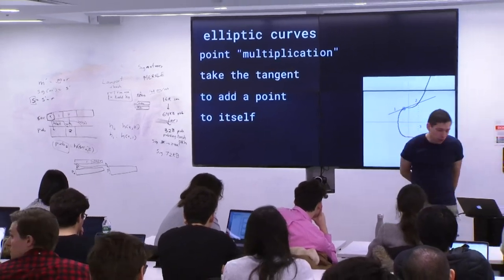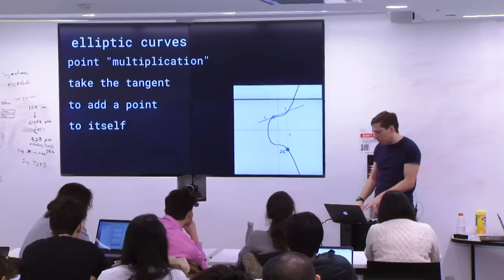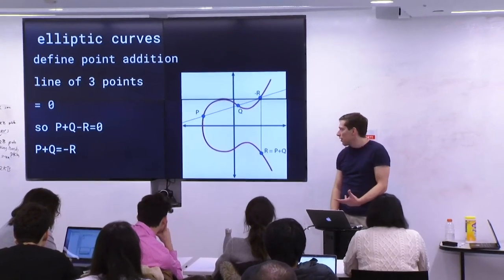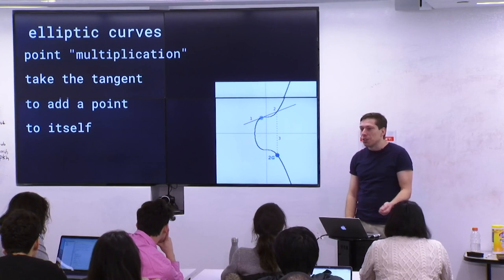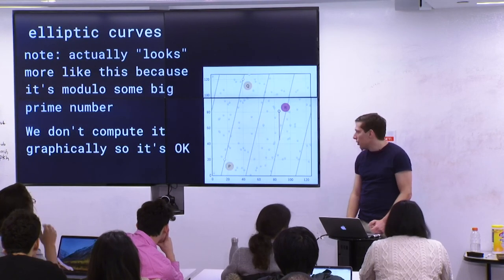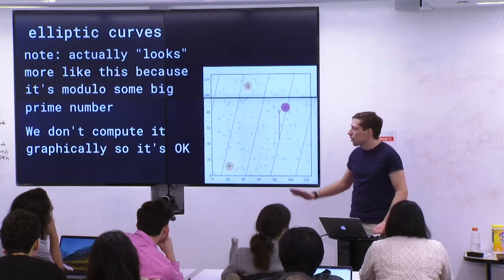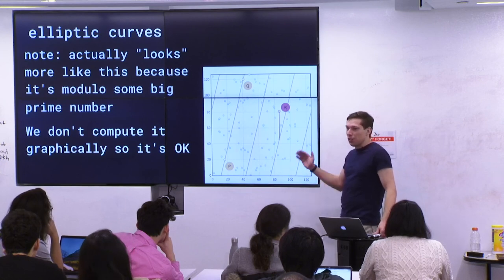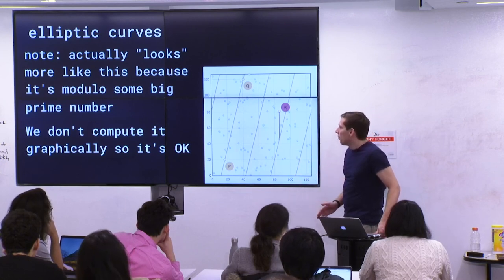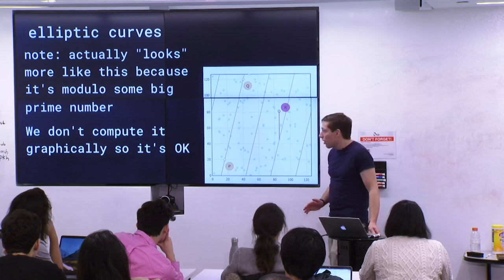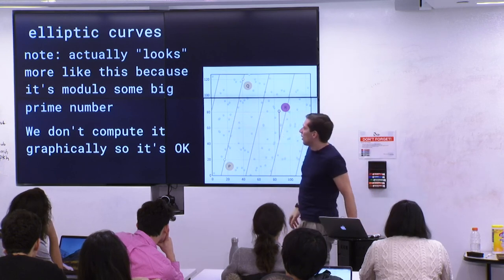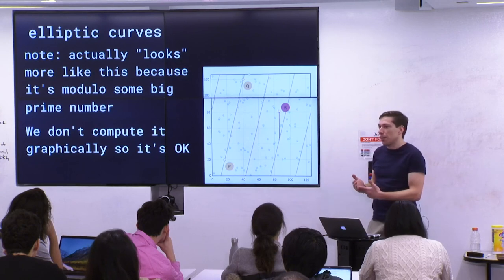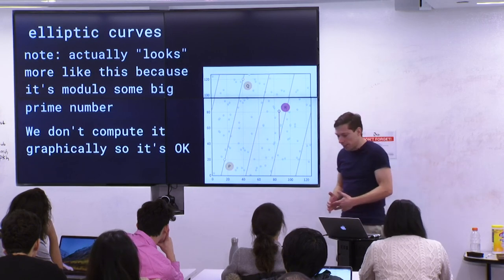Yeah. So the pictures look nice in this case, right? It's like, hey, this is this curve and it looks so simple. And we can graphically do it on graph paper. But when you're actually doing it on the computer, it looks more like this. Everything is modulo some giant prime number. You could still draw lines, it's just that the curve is now all these crazy looking dots. And you still have that symmetry from the y-axis.